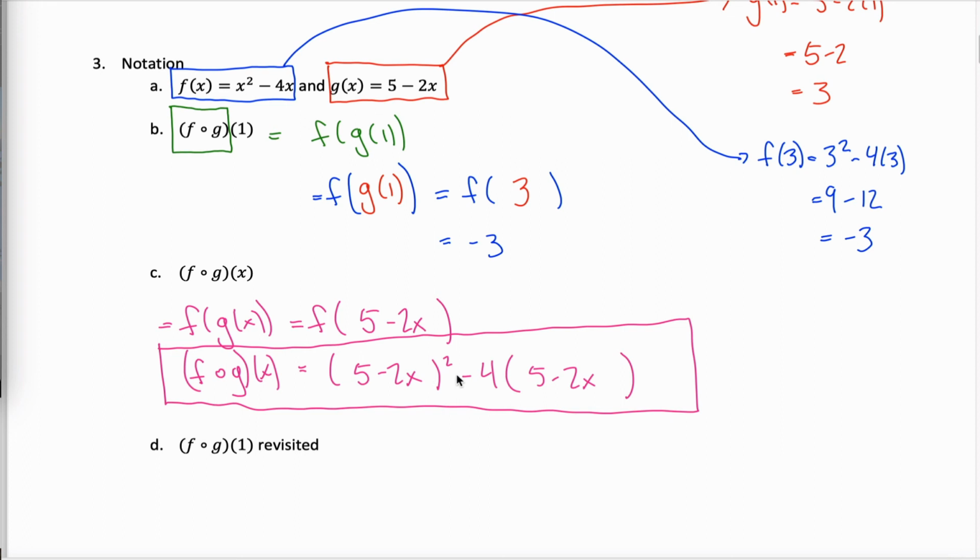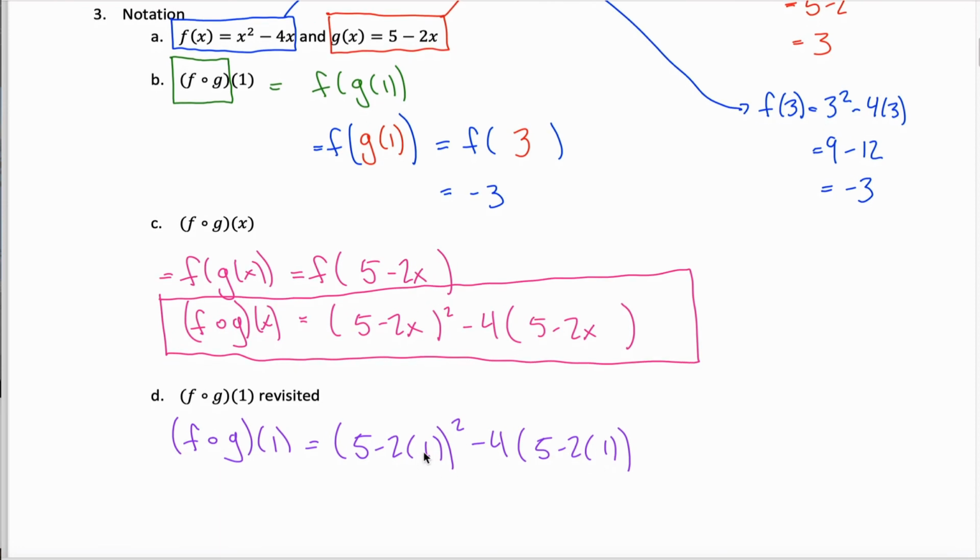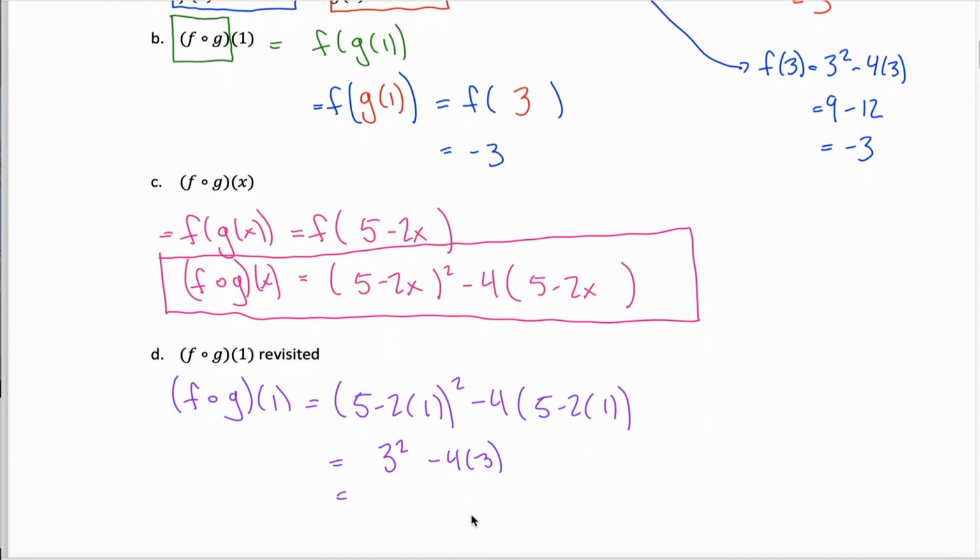I just copy everything that's in this box, except change all of the x's into 1's. If I simplify this expression, let's see, 1 times 2 is 2, 5 minus 2 is 3. So I'd have 3 squared here. And then over here, I got 5 minus 2 is 3. So I got 4 times 3. I have, let's see, 3 squared is 9, minus 12. I end up with negative 3 as the output. The same output that I figured out up here, but in kind of one step instead of 2 steps.